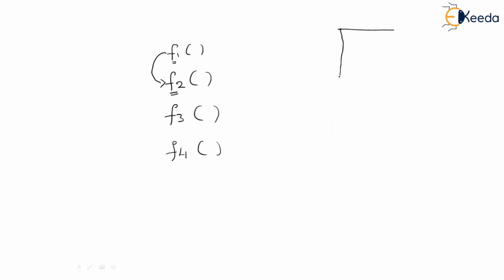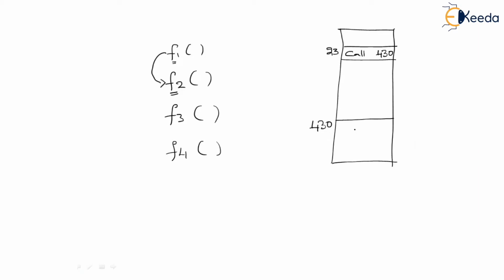Let us have a look at how F1 is going to make a call to F2. The program gets loaded in the main memory. Let us say F1 is calling F2. That is, at a specific address within F1, there is a call instruction: call 430. Right from 430, F2 originates. F2 is available from 430 to 440.